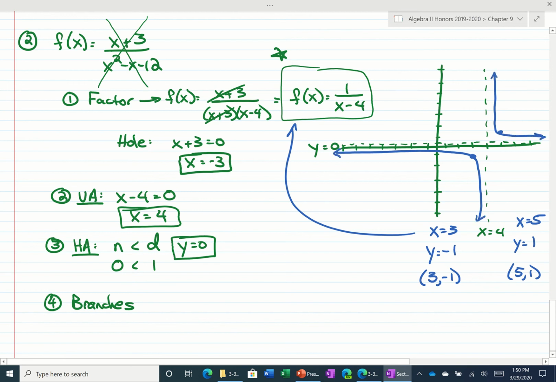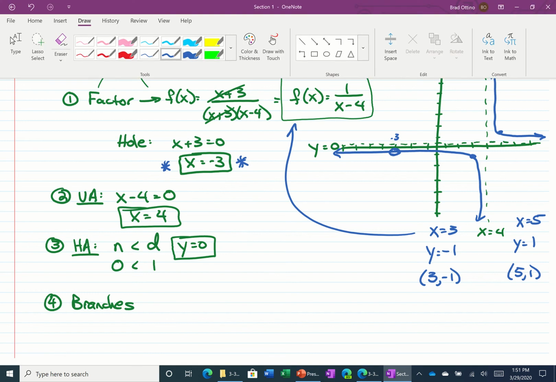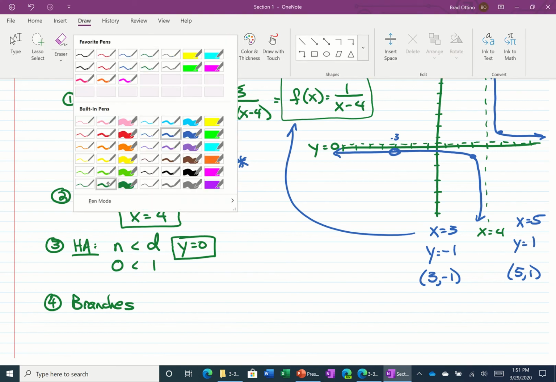That's almost what the graph looks like. We just have to remember we had a hole when x was negative 3. So we go to the graph when x is negative 3 and put a little hole there. That would give us the correct answer. A couple more problems and then we'll be done today.